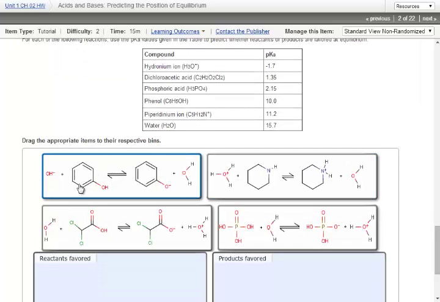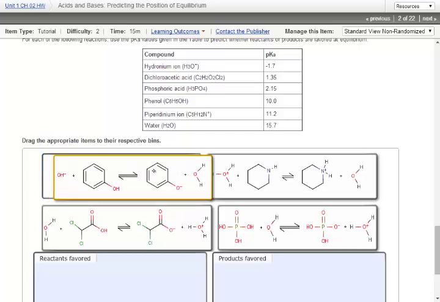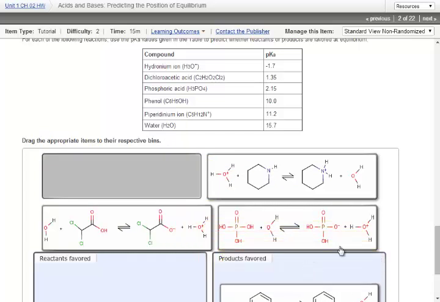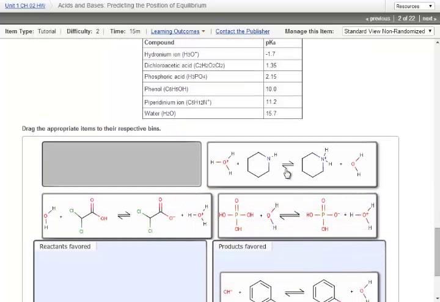So what I'm looking at here, I'm looking at phenol as my acid with a pKa value of 10. And then on the product side, I have water as my acid, and it has a pKa value of 15.7. Because 15.7 is greater than 10, I'm favoring my products.